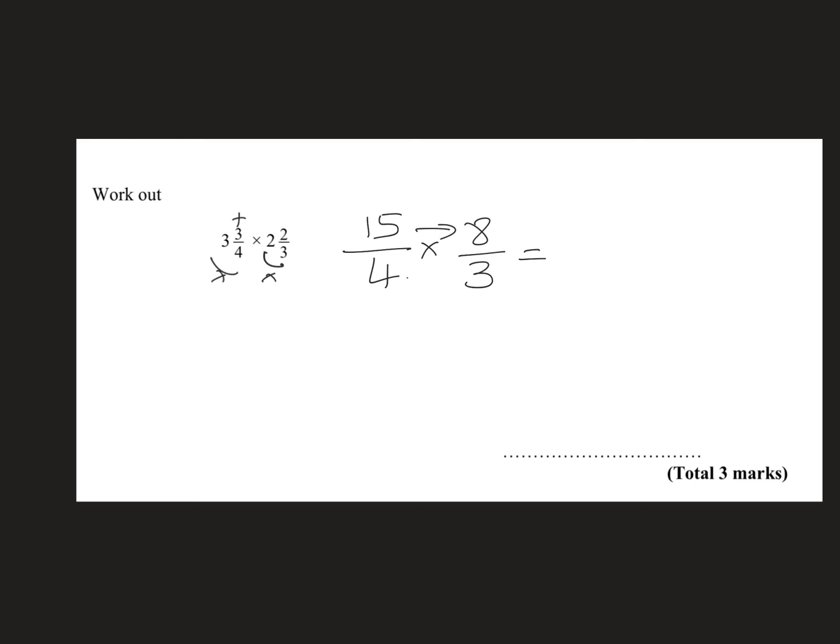And then we just multiply across the top and multiply across the bottom. So 15 times by 8 is 120. And 4 times by 3 is 12. Okay, so we're going to divide these both by 12. So 120 divided by 12 is 10. And 12 divided by 12 is 1, so this is 10 over 1, which is 10 wholes. The answer is 10.